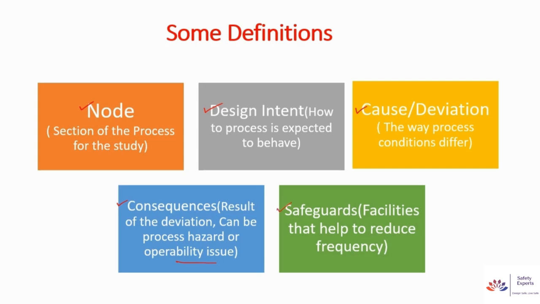Safeguard is what safeguard we have to reduce the frequency of the cause and or mitigate the after effect, or mitigate the consequence. So there are two things. One is prevent and another is mitigate.